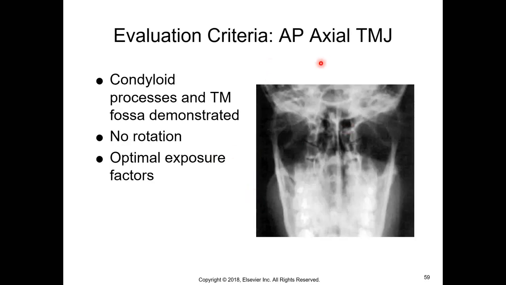The evaluation criteria for the axiolateral TMJ, you want to make sure the condyloid processes and the TMJ fossa are demonstrated. So right here, this is what you're looking for, that black line there. Okay. You don't want any rotation, and you want to make sure that they're exposed well. And I will circle those areas if you're having a hard time, if I can get the pen to work. If you're having a hard time visualizing it, these areas here are what you really want to see.